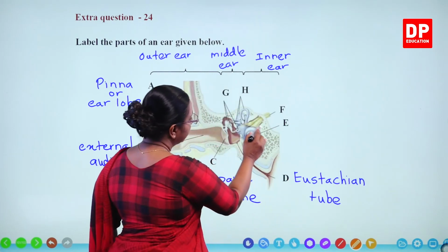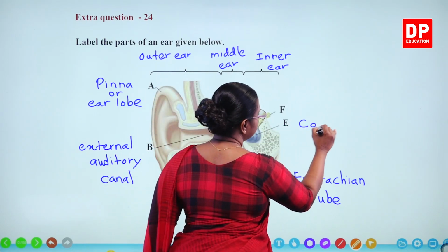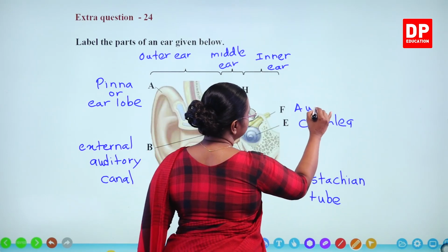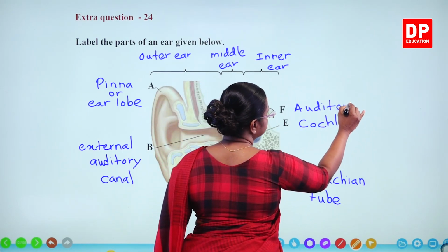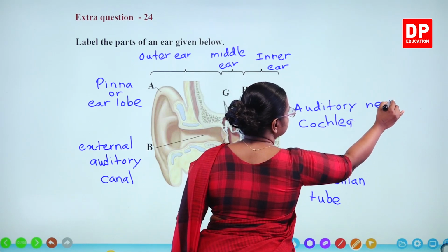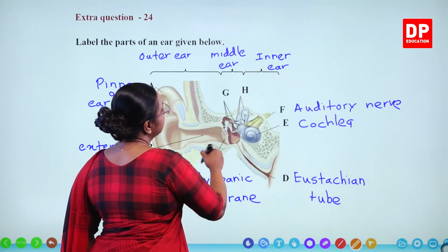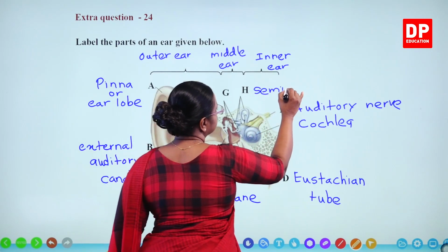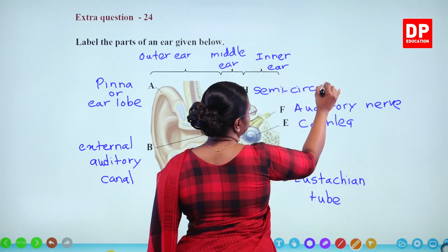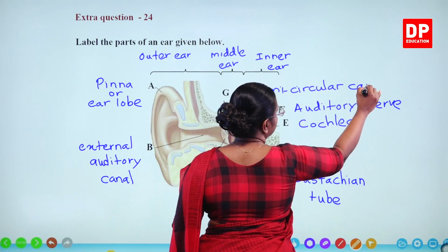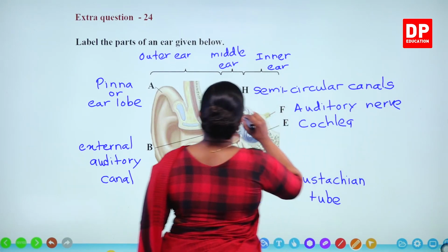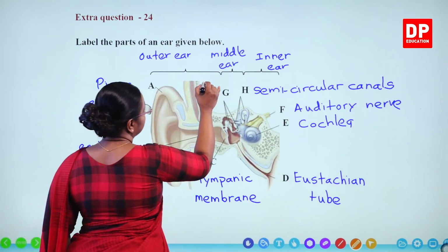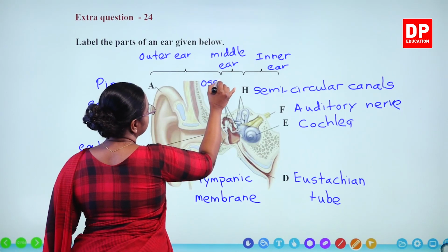Eustachian tube. E, you can see, is the cochlea. F, auditory nerve. And H, they are the semicircular canals. And G are the three ossicles. So here, ossicles.